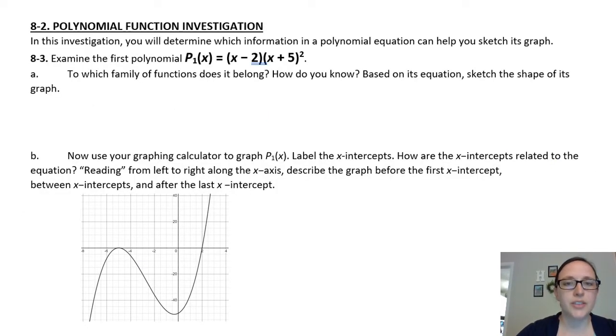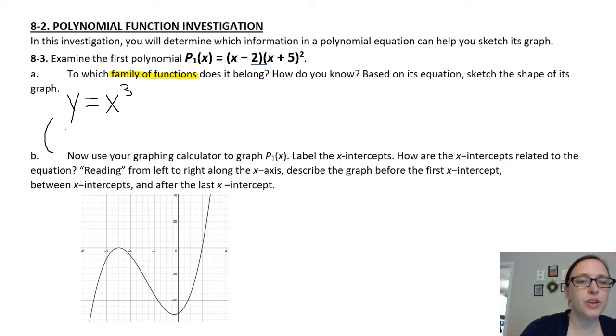We're going to look at three different equations and practice graphing these based off of the equation given. So this is the first one. Which family of function does it belong to? This is going to be helpful in discovering the shape of the graph. The family of functions that this belongs to is y equals x to the third power, also called a cubic function.